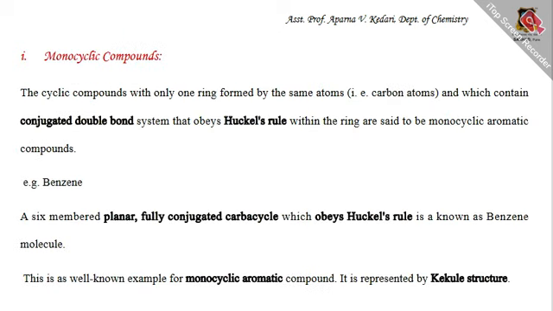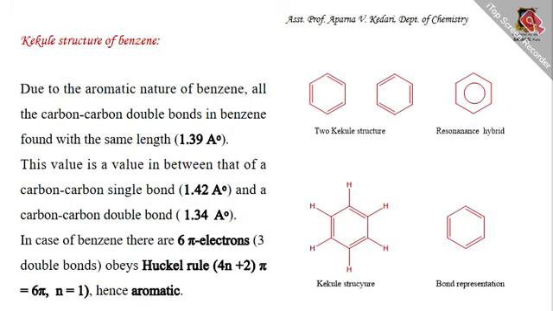Monocyclic compounds are cyclic compounds with only one ring formed by the same atoms, that is carbon atoms, and which contain a conjugated double bond system that obeys Huckel rule within the ring. For example, benzene, a six-membered planar conjugated carbocycle which obeys Huckel rule. This is a well-known example of a monocyclic aromatic compound. It is represented by the Kekulé structure. Here is the Kekulé structure of benzene.